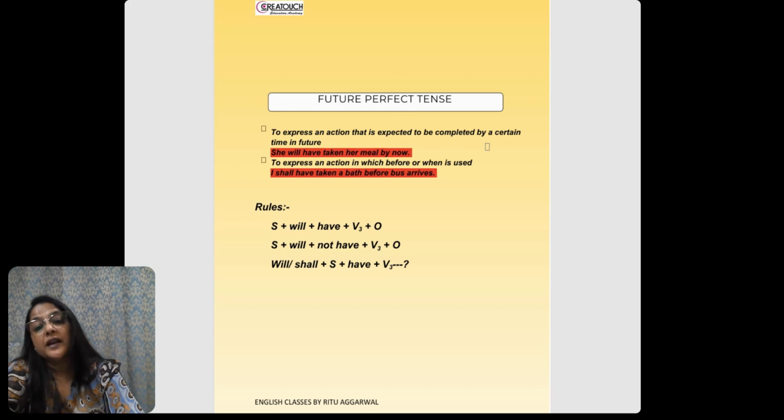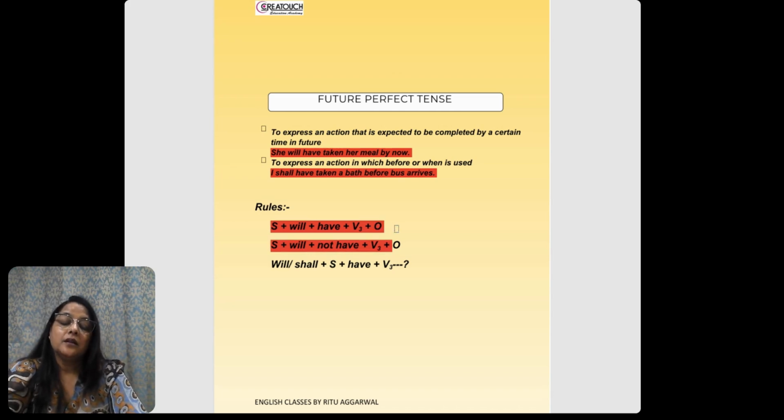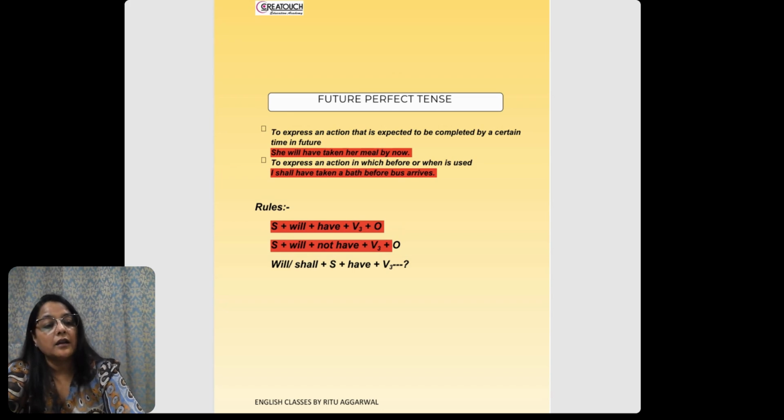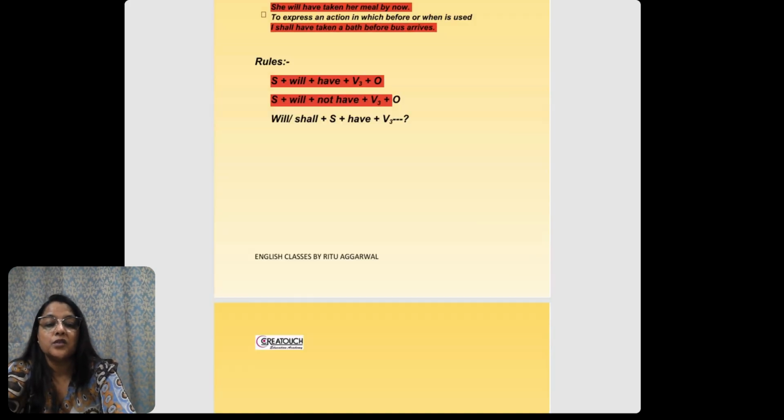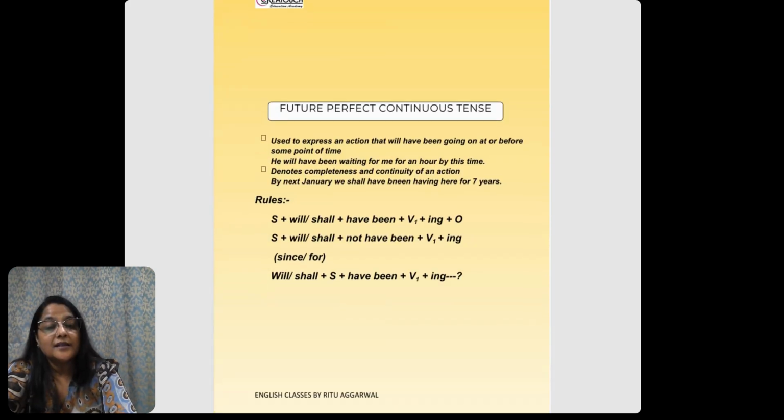The form of the verb, again, it's a perfect tense, third form of the verb. So subject plus will plus have. The important word here is "have", plus verb third form plus object. All interrogatives are made according to the rule, but the main rule is subject plus will plus have plus verb third form plus object.